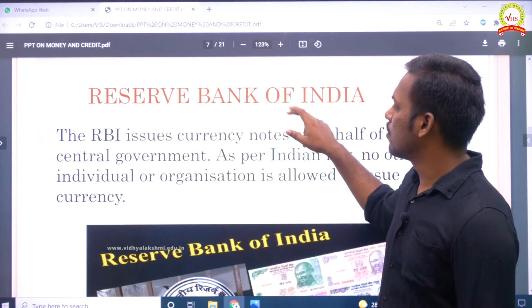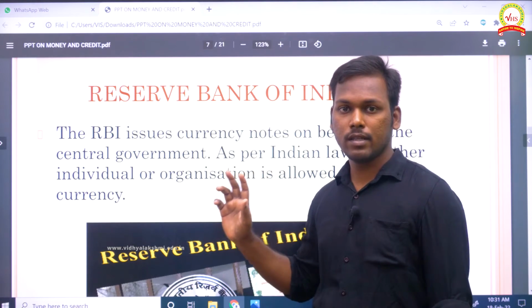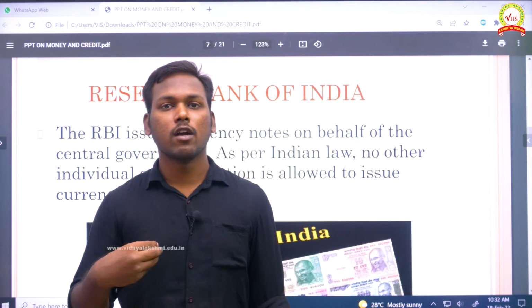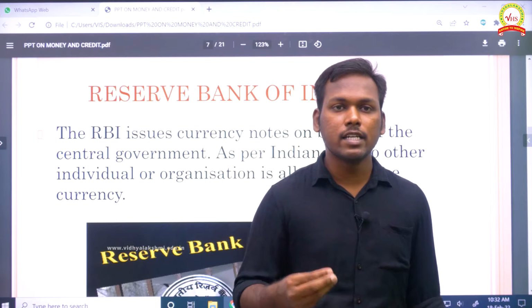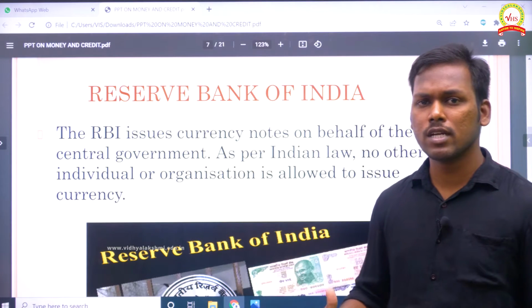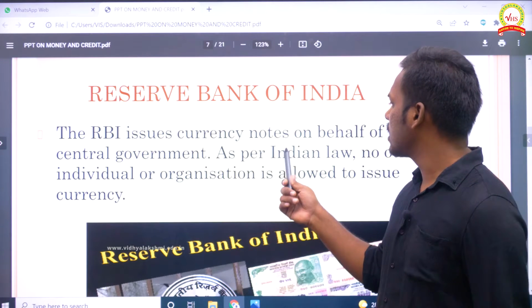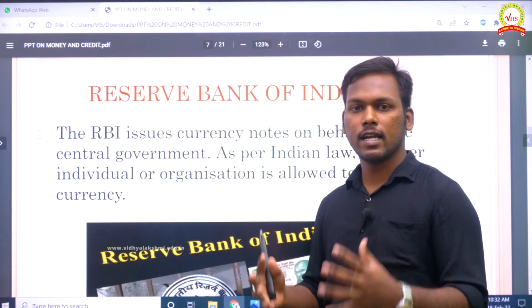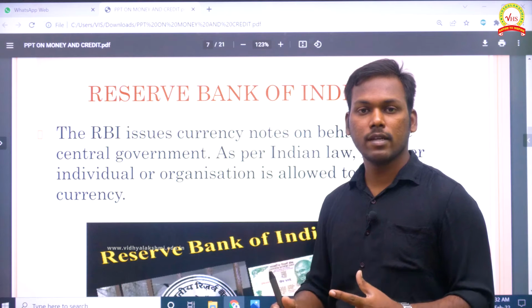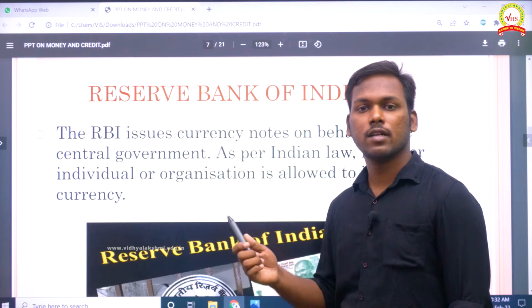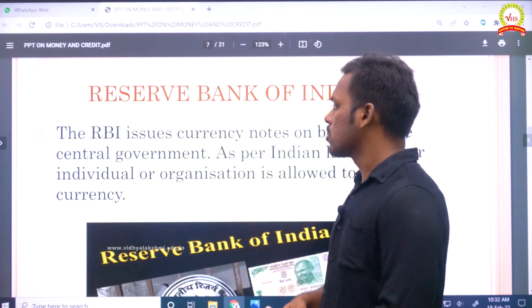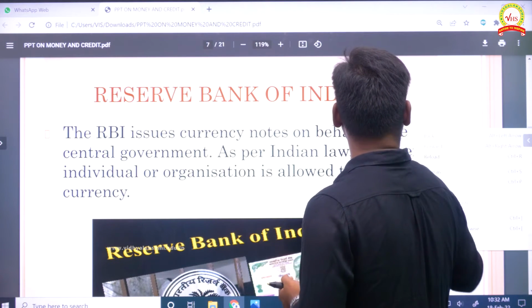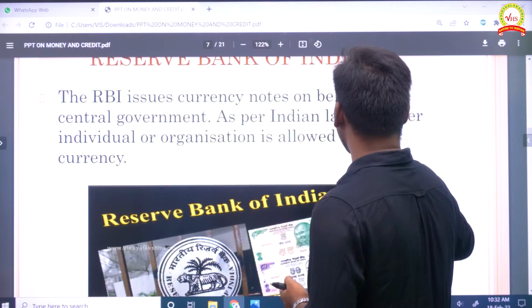And the most important organization in India is the RBI, that is the Reserve Bank of India. The RBI, which deals with money, issues currency notes on behalf of the central government, on the guidelines given by the central government, which prints the paper currencies. Clear? So here you need to understand one thing.